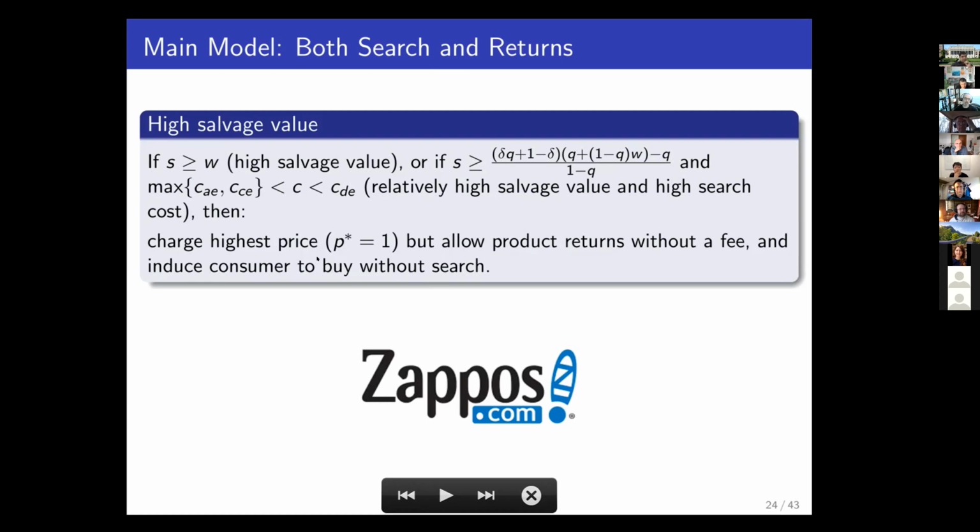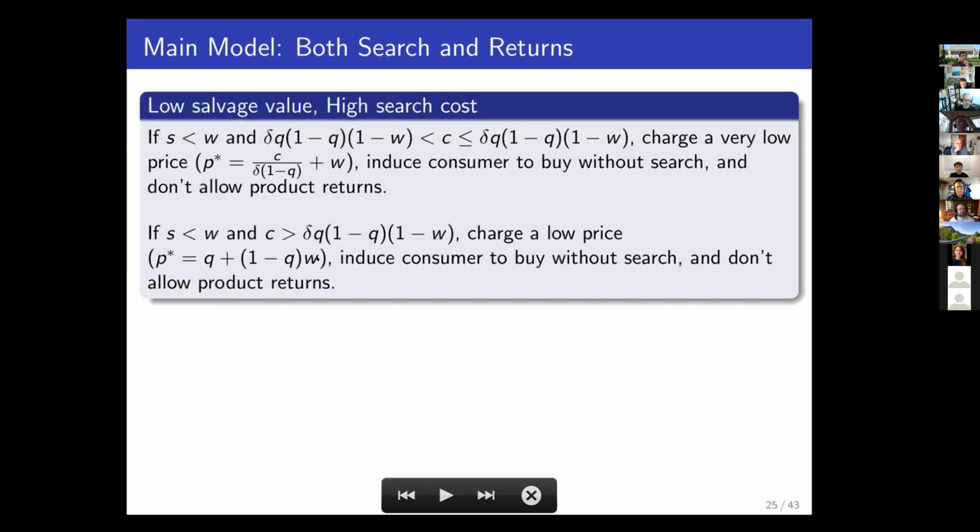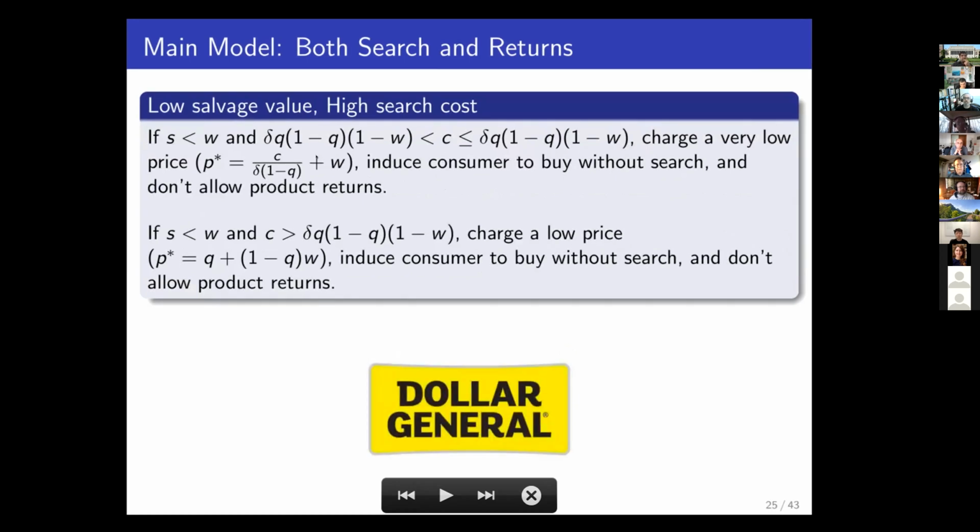So that's one kind of insight that at least was what was motivating me, that is, why the different dealers do different things, and kind of getting towards that. Second is that the salvage value is low, but the search cost is high. In this case, the firm can charge a low price. So this price is lower than this one. It can charge a price on the lower end and induce the consumer to buy without search and not allow product returns. And this is basically what dollar stores are doing, right? I'll price low, you just get it, and don't search, don't bother, just get it, but you can't return it because the price is already low.